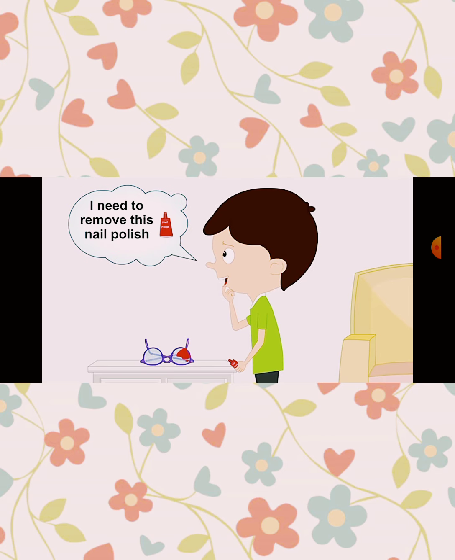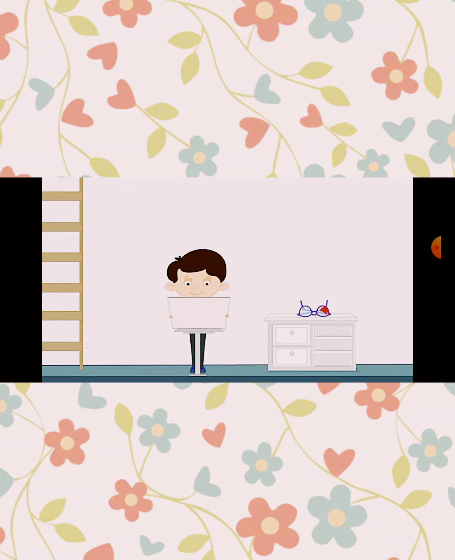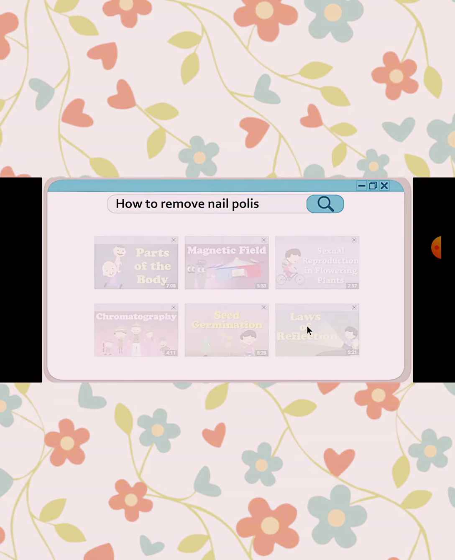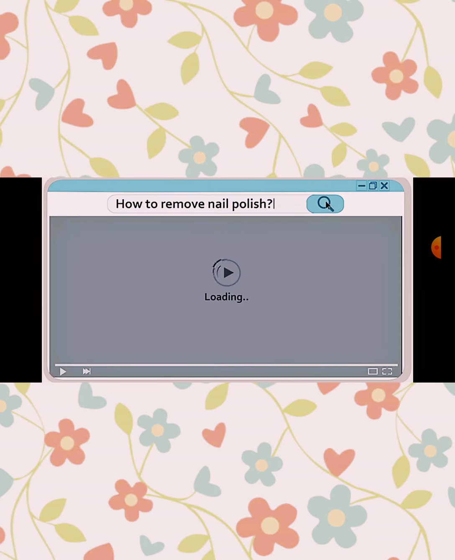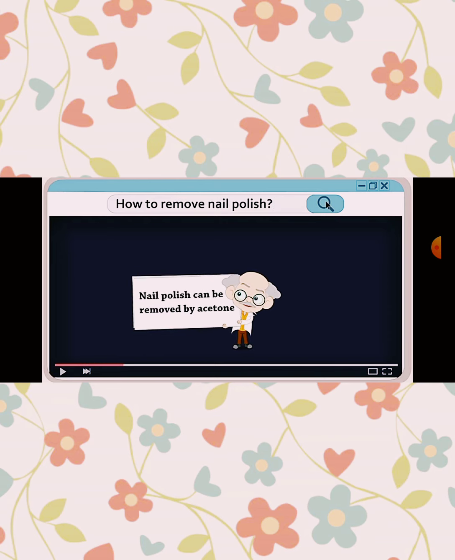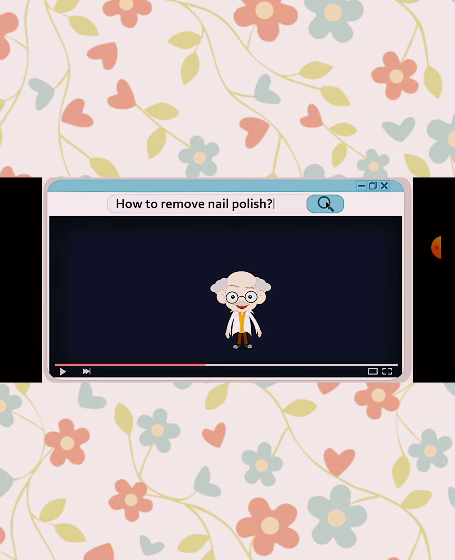I need to remove this nail polish. Nail polish can be removed by acetone. Acetone can be obtained by simple distillation.